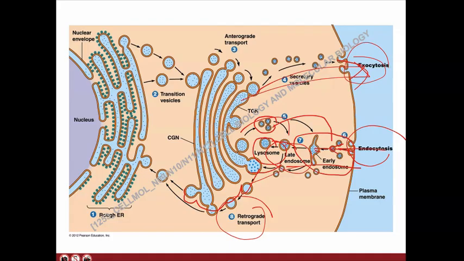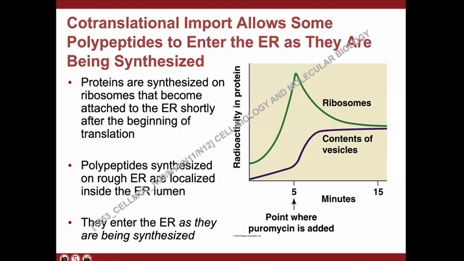So that's the general overview of our mechanism of protein trafficking. So let's now discuss each detail of how the pathways that occur for protein products diverge. Okay. First one is co-translational import.